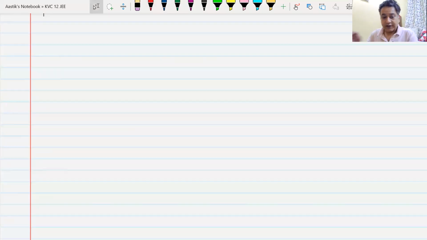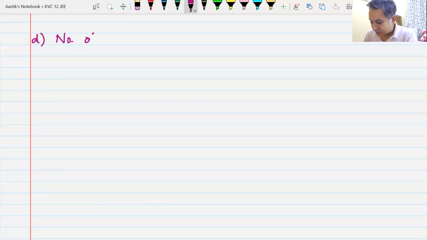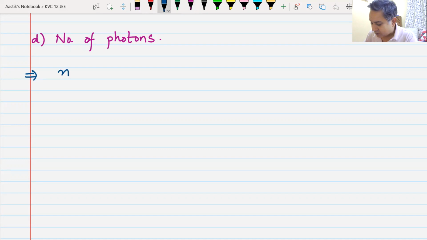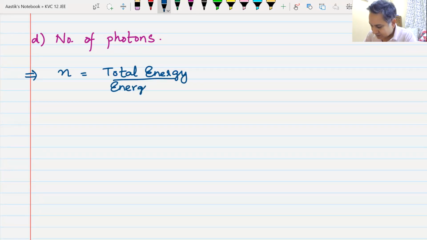Now, sometimes we are supposed to find out the number of photons. So we can write this as number of photons falling on a body, or number of photons that are emitted by a body. How do you find the number of photons? It's very simple maths. If I call it n, the number of photons which are emitted or falling will be the total energy which is falling divided by the energy of one photon. Do we understand this?